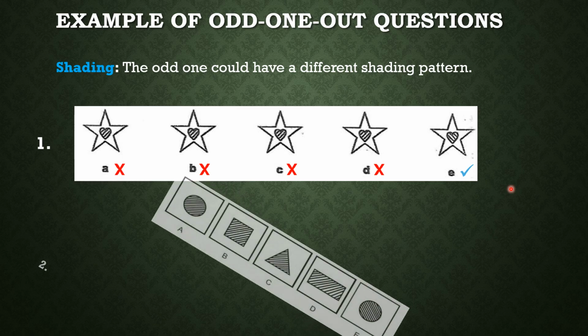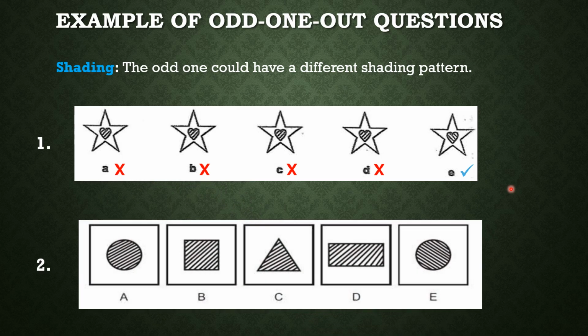Now let's have a look at a different image. In this image we see different images inside. Outside it is a square. However, if we see the shading, the inner images all have similar side shading, but the last option has a different side of shading. So definitely this is the odd one out.